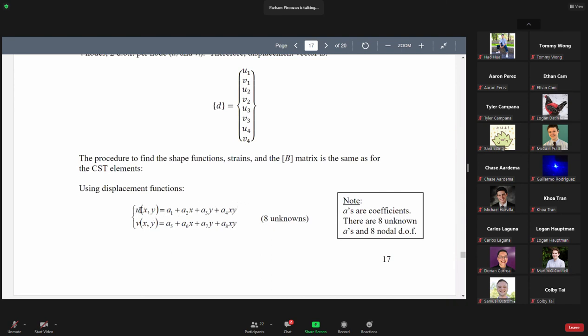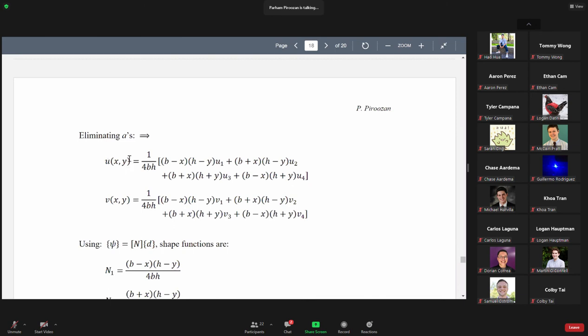You start with the displacement function. This is U, the displacement in the X direction, and displacement V in the Y direction. A1, A2, A3, up to A8. There are 8 unknowns. These are 8 A's that we need to find. Applying boundary conditions, finding A1 through A8, and putting them back into U and V, we find U and V to be given by these functions.